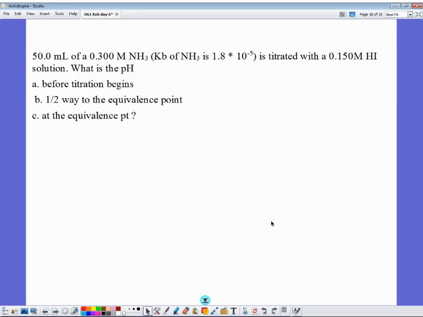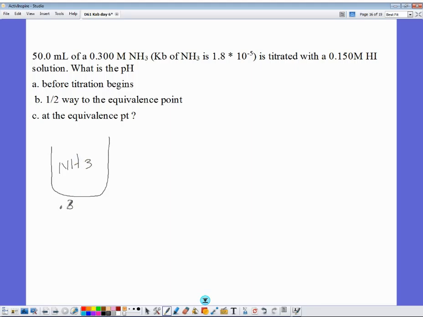0.3 molar NH3 is titrated with a 0.15 molar HI solution. Let's just stop right there and draw a picture for ourselves. Pictures are usually worth 1,000 words, so let's do that. We have a beaker here, and in that beaker is just ammonia.